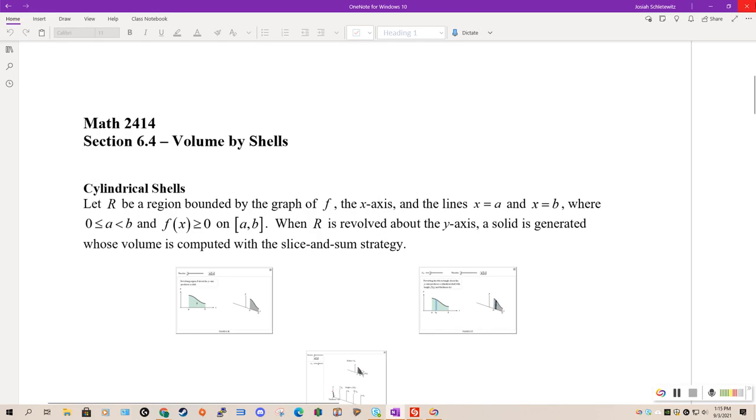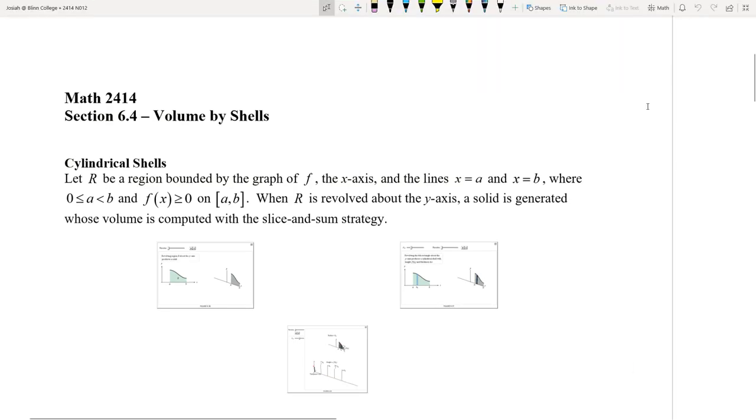We'll go ahead and get started on 6.4 here. So as I said at the end of 6.3, we do have some cases where the disk or washer method can't quite give us the solid we want.